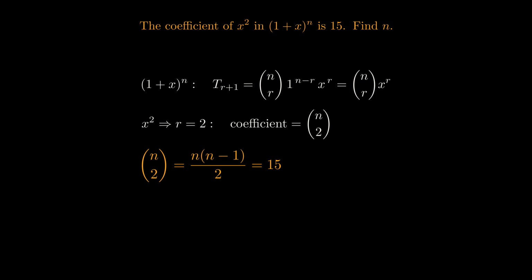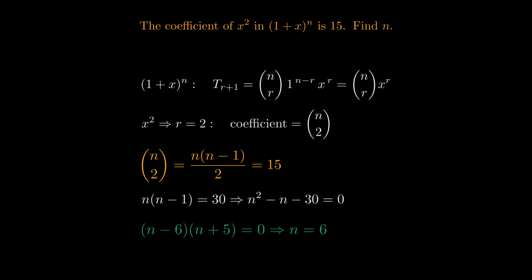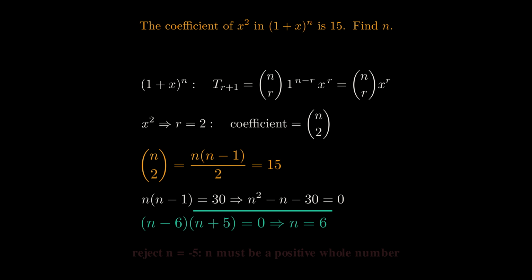Now n choose 2 is n times n minus 1 over 2. So n times n minus 1 is 30. That rearranges into a quadratic. n squared minus n minus 30 equals 0. Factorize. n minus 6 times n plus 5 equals 0. So n is 6 or minus 5. But n counts brackets. It must be a positive whole number.